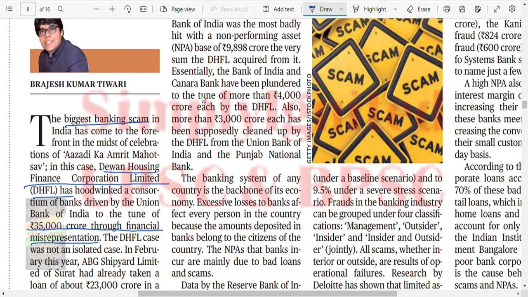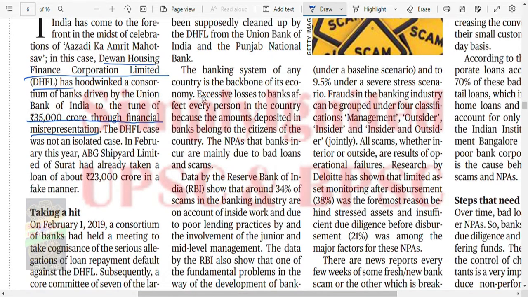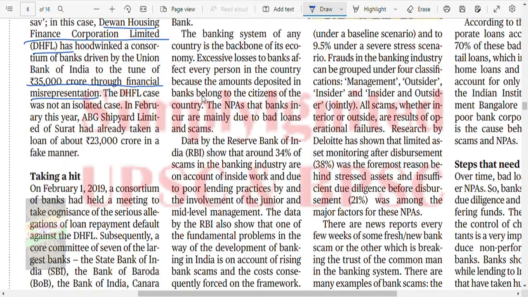Also, more than 3,000 crore each has supposedly been cleaned up by DHFL from Union Bank and Punjab National Bank. The banking system of any country is the backbone of its economy. Excessive losses to banks affect every person in the country because the amounts deposited in banks belong to the citizens of the country. The NPAs that banks incur are mainly due to bad loans and scams.